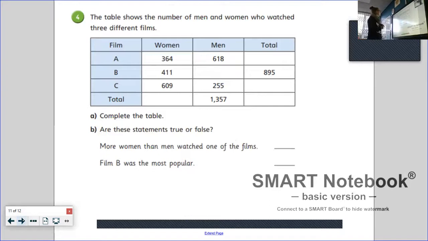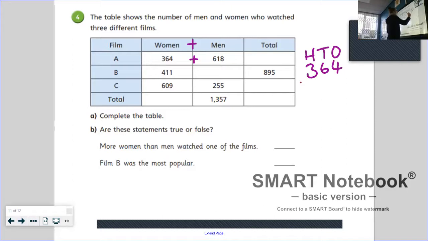The table shows the number of men and women who watched 3 different films. Women, film A, men, and the total's missing there. Oh, okay. So the first thing we'll do is complete the table. To get the total, you've got to add these 2 together. So we're going to do 364 add 618. We're going to use our math skills. You should be doing this at the same time as me, guys.